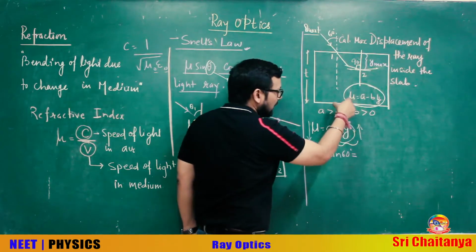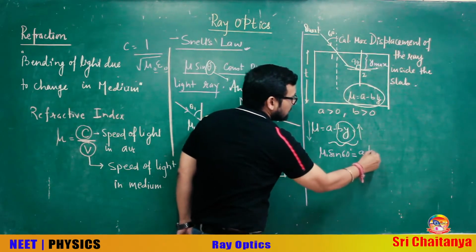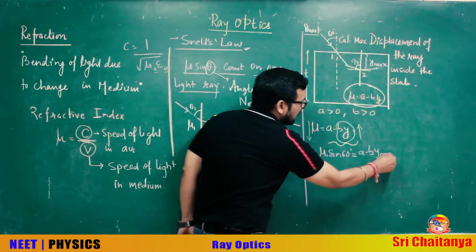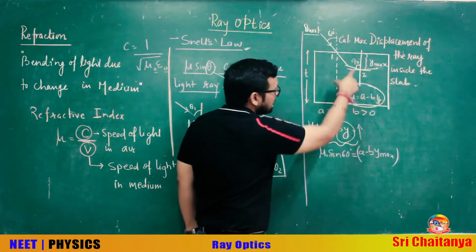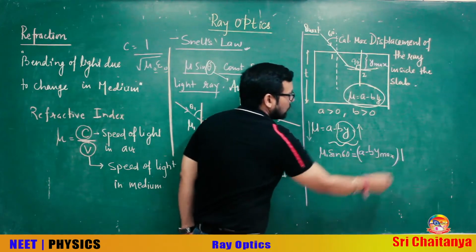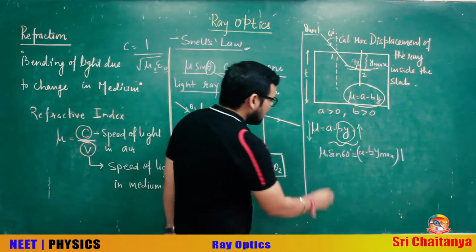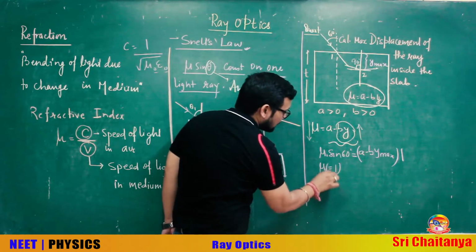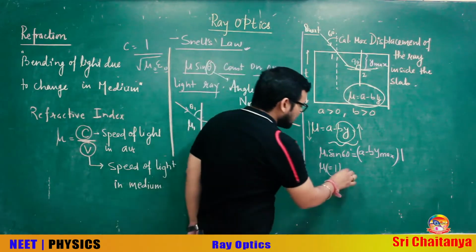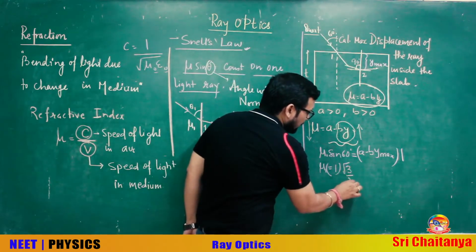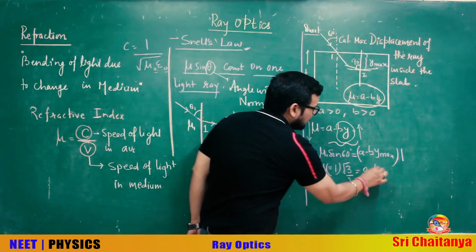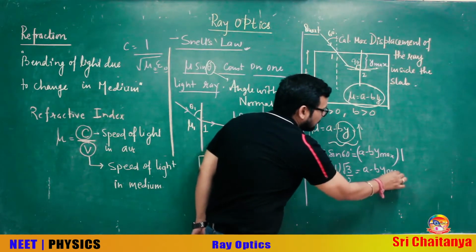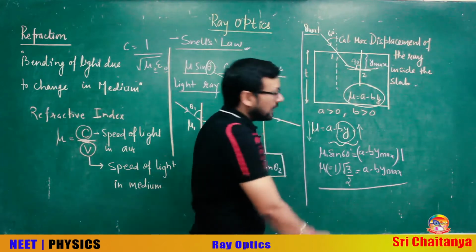So what will you write for mu? A minus b y max into sine of the angle, which we can see here is 90 degrees, and sine 90 degrees is 1. So the equation will be mu1, and what is mu1? Mu1 is air, so we can write it as 1 into sine 60, which is root 3 by 2, equal to a minus b y max, and from here we can calculate y max.